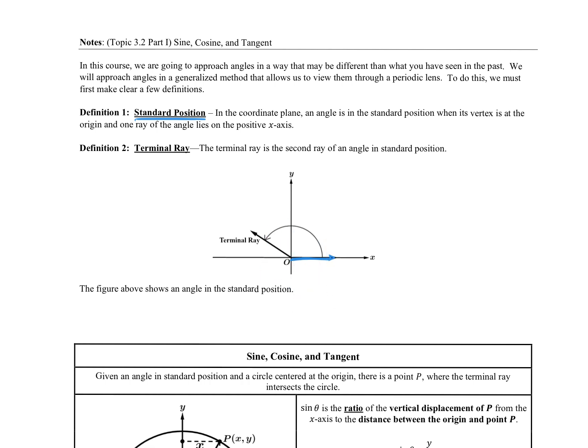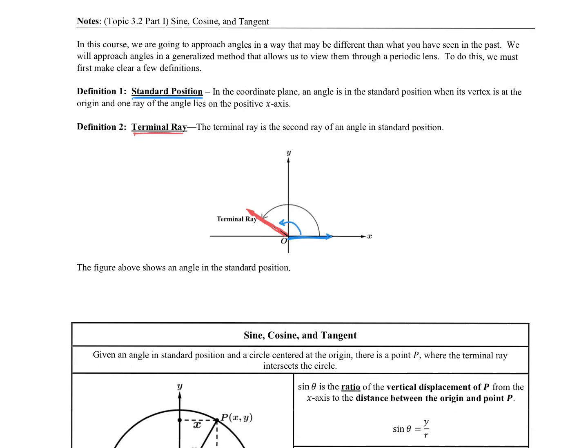All right, keep going. Definition 2, terminal ray. The terminal ray is the second ray of an angle in standard position. So our terminal ray is where we're going to end up. We're always going to go counterclockwise, unless it's a negative angle, obviously, but a normal angle measure goes counterclockwise from our standard position to some ray. All right, keep going. You're doing great.